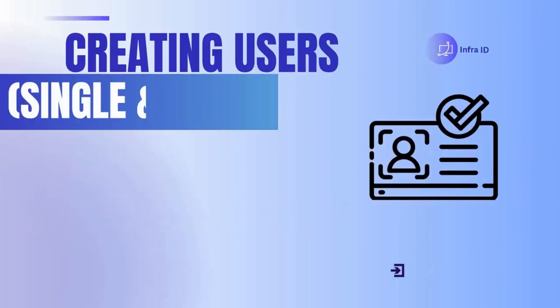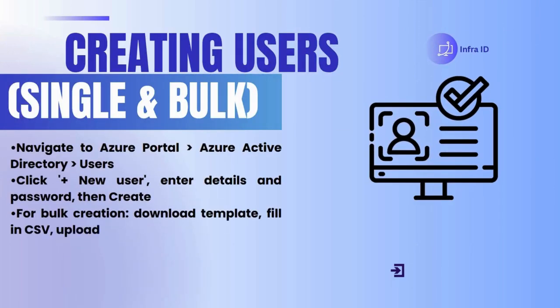So let's see how to create users, single and bulk. For single user creation, we log into the Azure portal, click Azure Active Directory, and then click Users. Click on Create New User, enter details and password, then create. For bulk creation, it's the same process, but we download the template, fill it in using CSV file format, and then upload. For example, when a new batch of interns joins, instead of adding them one by one, HR can upload a single file and add them all at once.